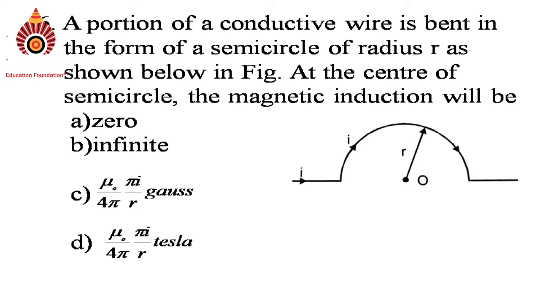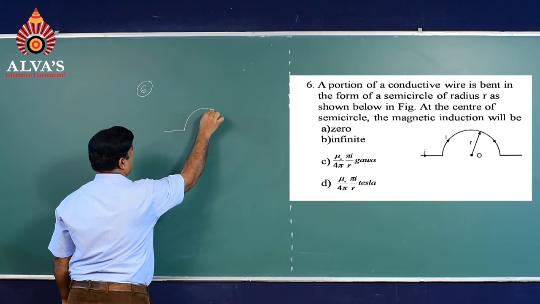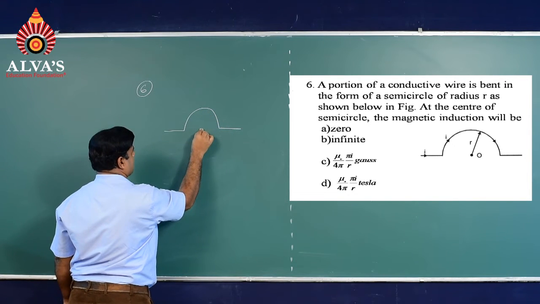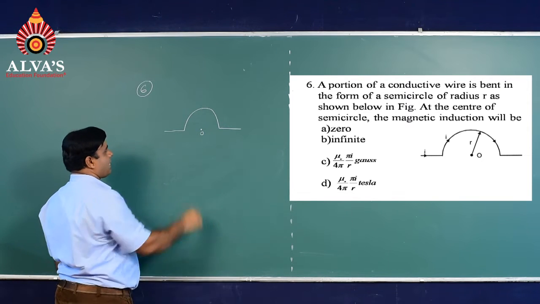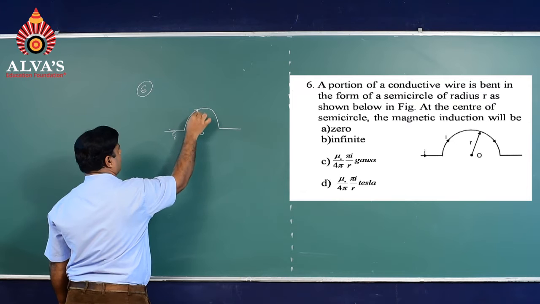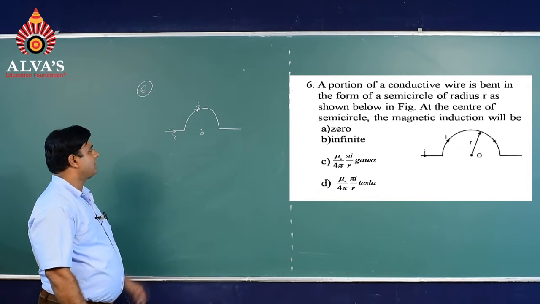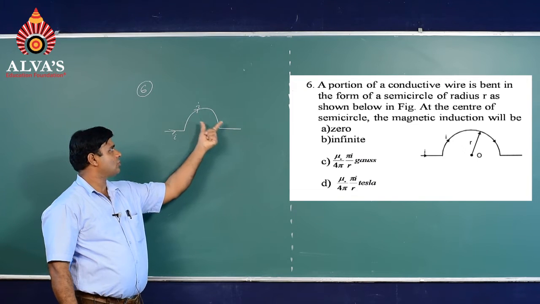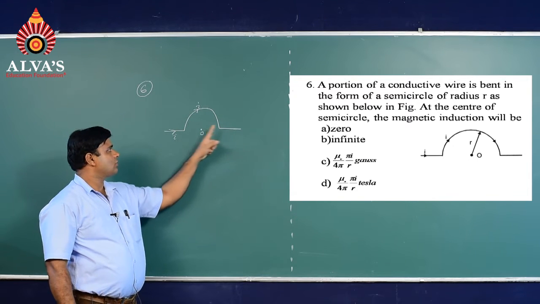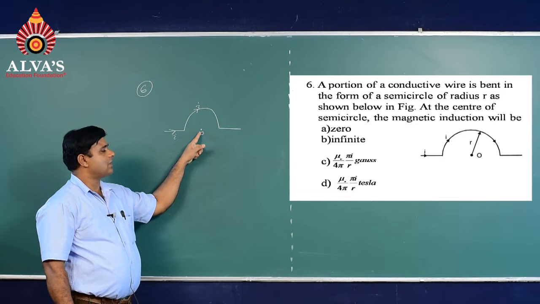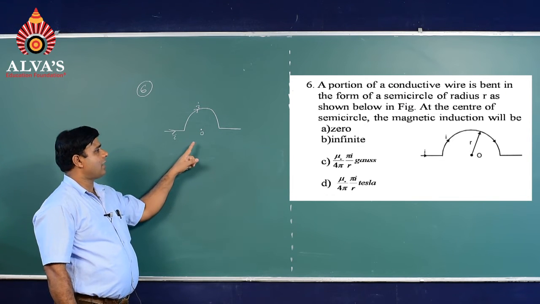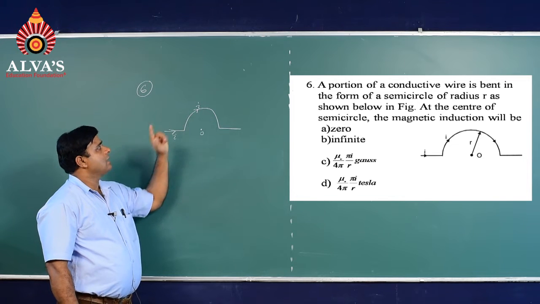A portion of a conducting wire is bent in the form of a semicircle of radius r as shown below in the figure. At the center of the semicircle, the magnetic induction will be. Here, as shown in the diagram, a semicircle is given, O is the center, current I is flowing through this. Thus, this consists of three parts: straight portion and the arc. For these two straight portions, point is on the axis, they will not produce any magnetic field. So, magnetic field is only due to the arc.